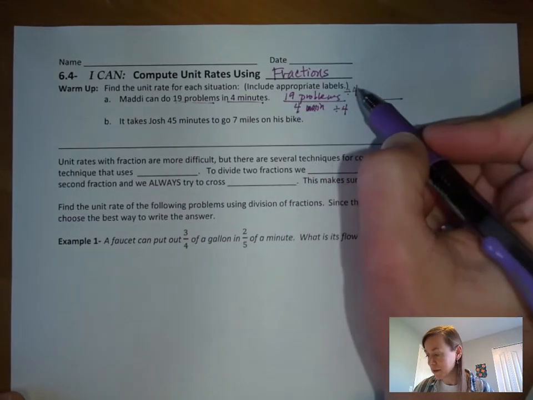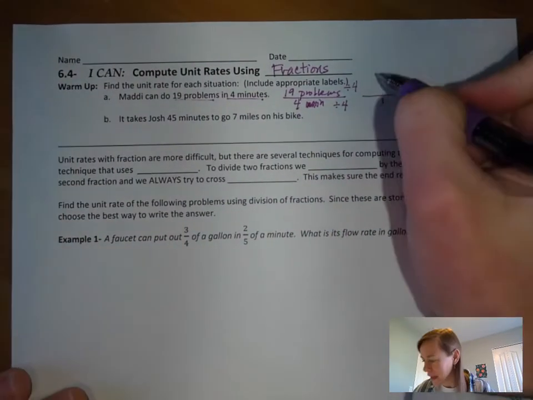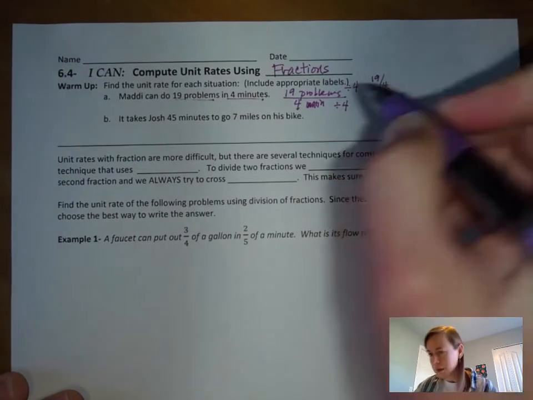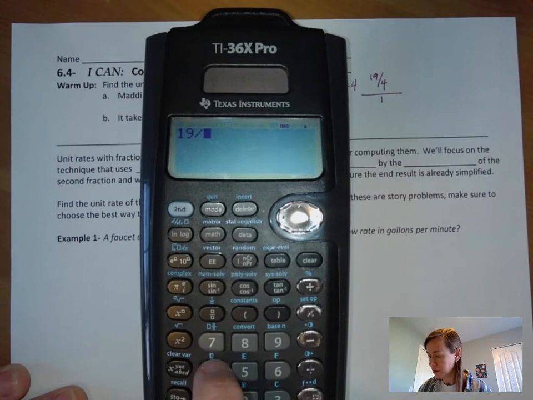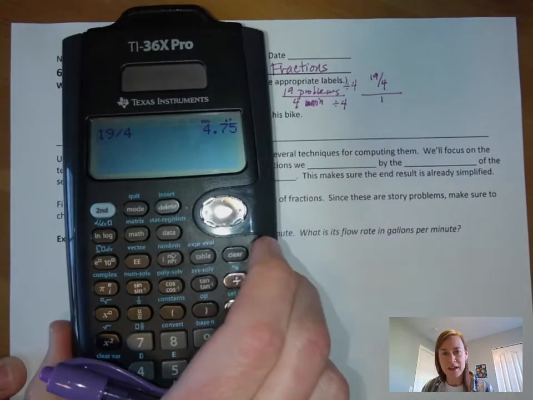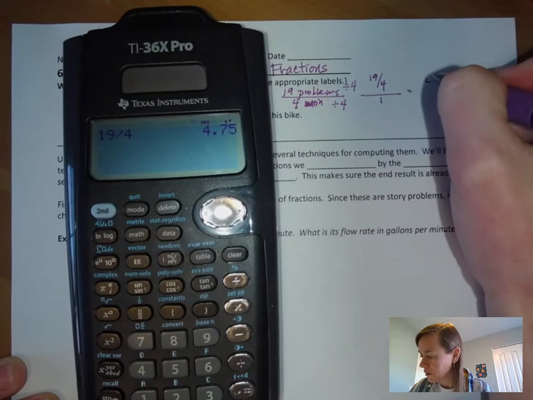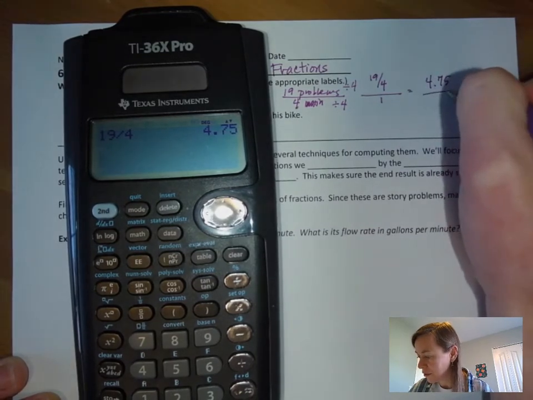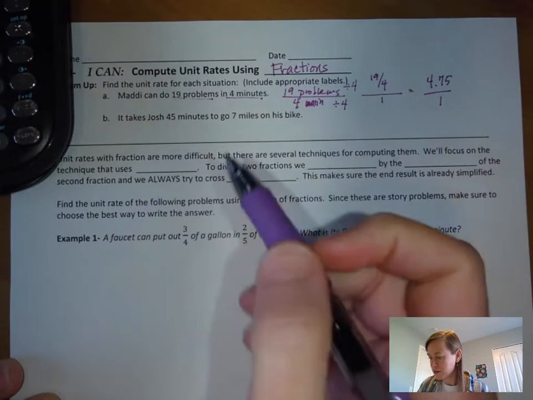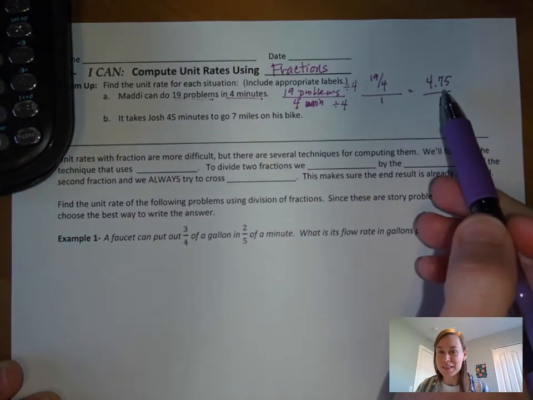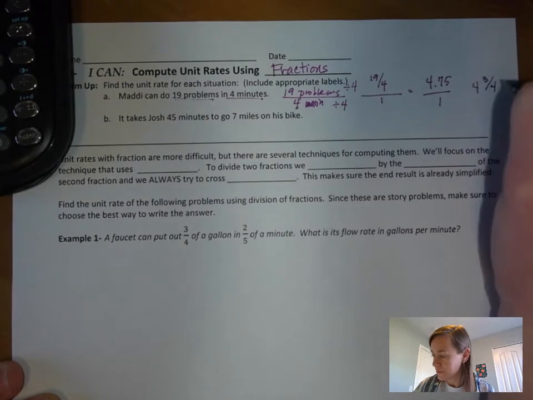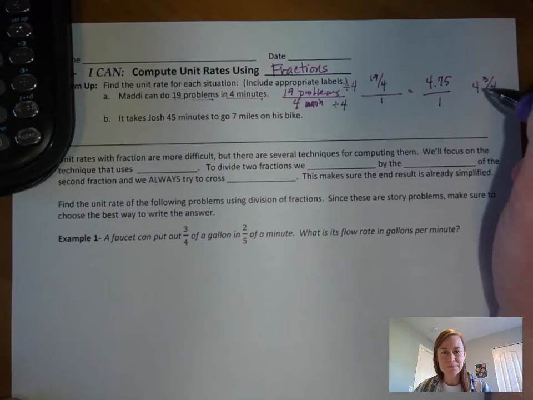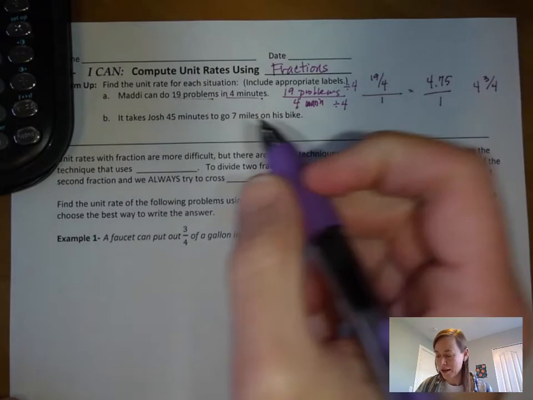So 19 divided by 4. And I don't know off the top of my head what it is. You could write 19 over 4, but it might be nice to make it into a decimal also. So let's do that. 19 divided by 4 looks like 4.75. So I'm going to put that there. 4.75 over 1. So it looks like Maddie can do 4.75 problems in 1 minute. You could also write that as 4 3/4 of a problem. Both would be totally correct. Okay, so you get the idea on that one. Let's go on to B.